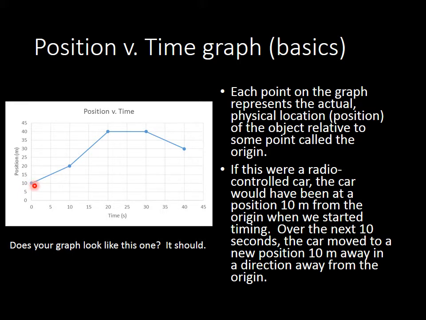So this car started 10 meters away from whatever that starting position, that 0 position that we've established, and then over the next 10 seconds, as we drove the little car around, the car moved to a new position that was an additional 10 meters away from the original point. So at this point, this car is about 20 meters from the origin, even though it has only moved a distance of 10 meters.